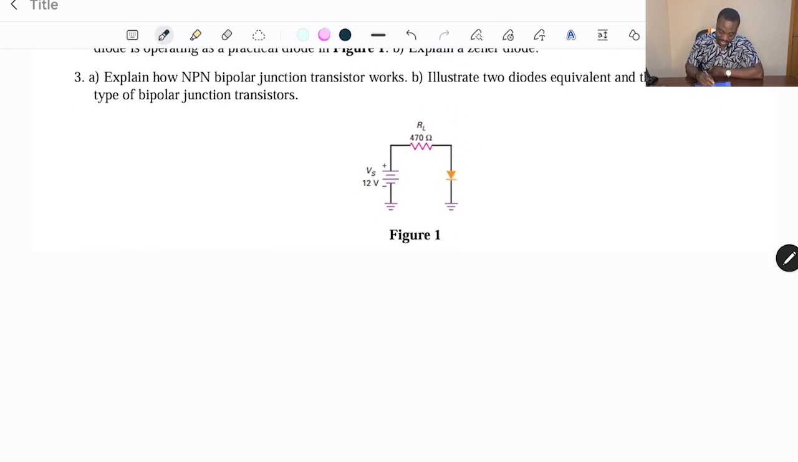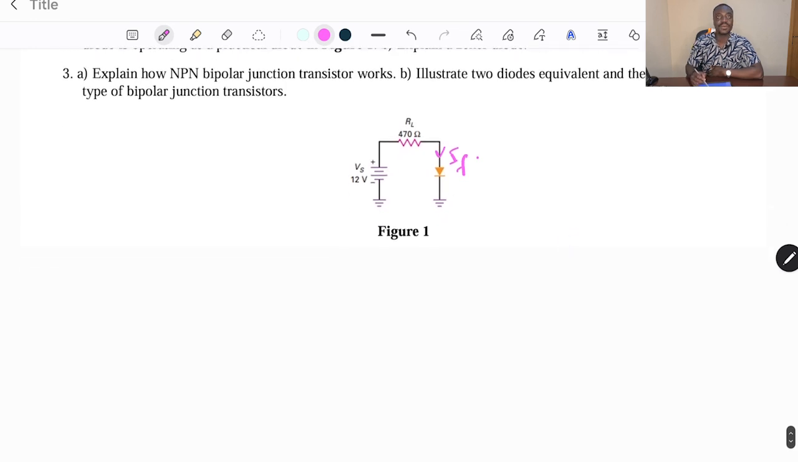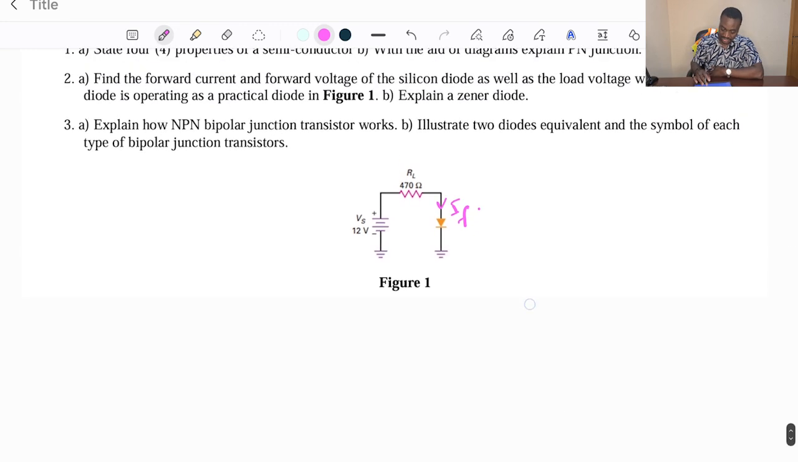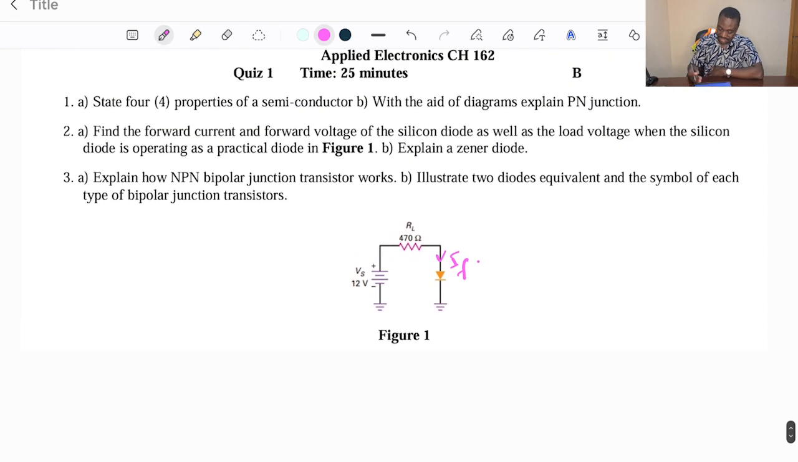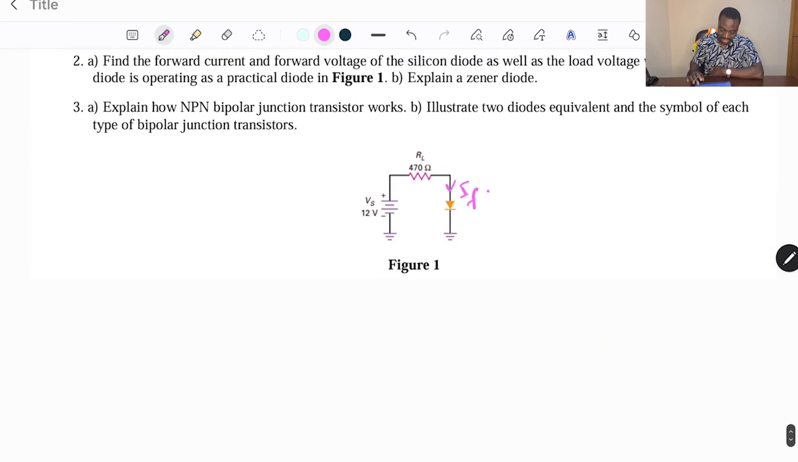So the current passing through the diode is the forward current. And then the forward voltage is the same as the voltage across the diode. And then the last one, we should calculate the load voltage, which you can see here. Now let's start with the forward current.